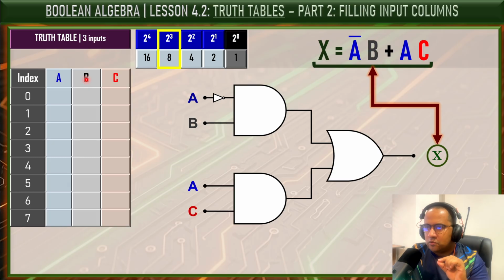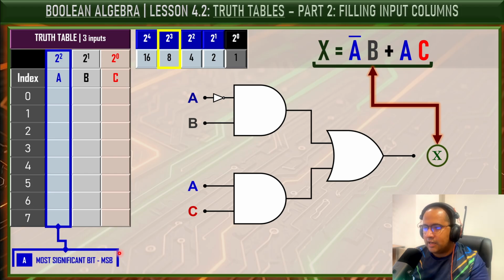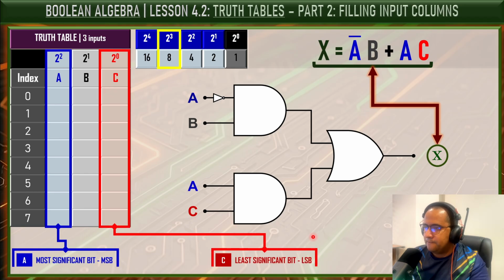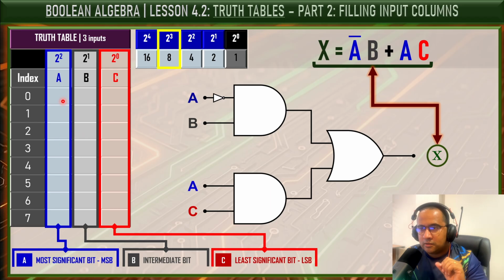works. First of all, notice that each input variable also has a different level of significance. For example, the variable a is the most significant bit, or MSB, because it has the highest binary weight, while c is the least significant bit, or LSB, okay? Because it has the lowest binary weight and changes more frequently. And b represents an intermediate bit. Let's start with the column a.